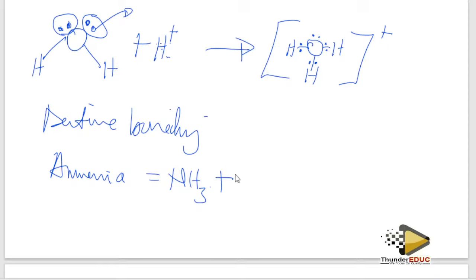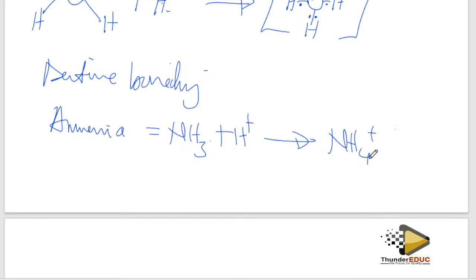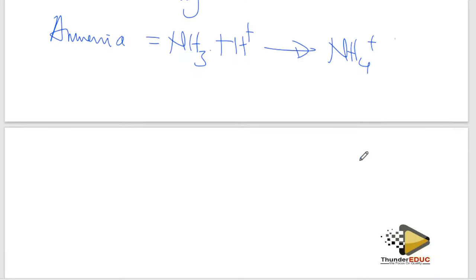When this ammonia adds a hydrogen, you form what we call the ammonium ion. But how does this ammonium ion form? It is formed by a dative bond. Let me show you how ammonia forms this dative bond.